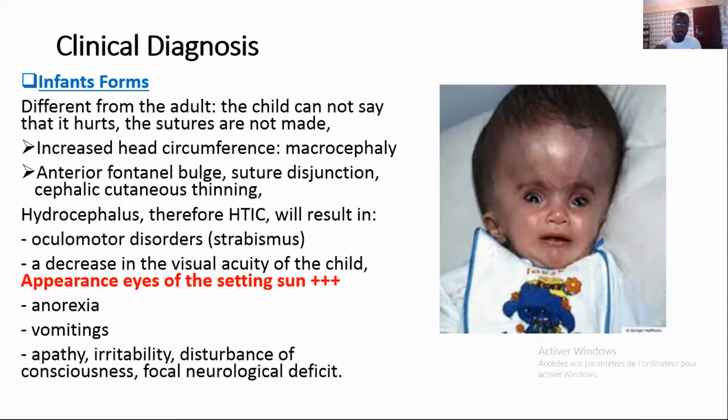intracranial pressure, resulting in oculomotor disorder like strabismus, a decrease in the visual acuity of the child, and, like you can see in this picture, the setting sun sign in the eyes. We can have symptoms like anorexia, vomiting, apathy, irritability, disturbance of consciousness, and focal neurological deficit. That is about infant forms, symptoms of hydrocephalus.